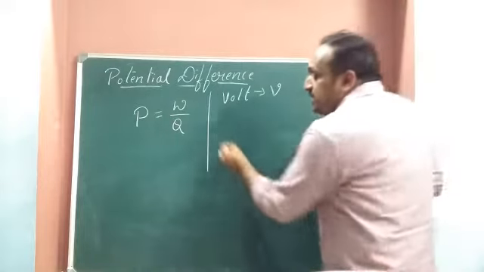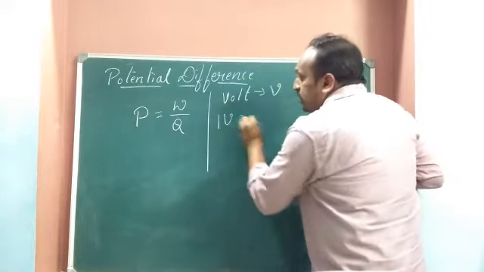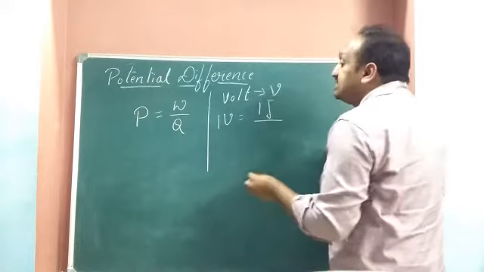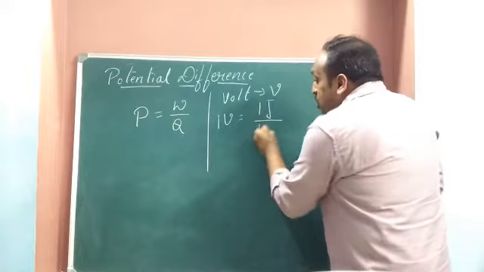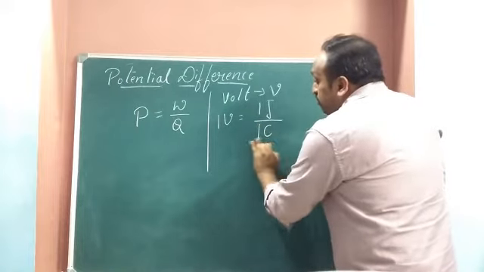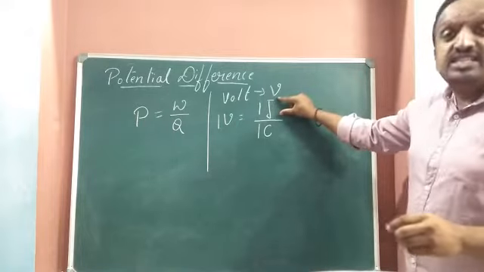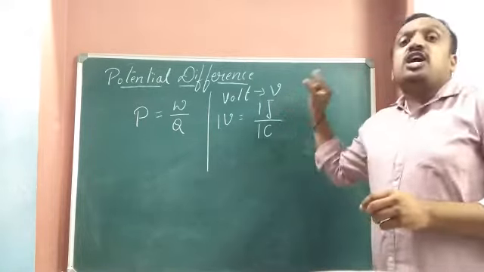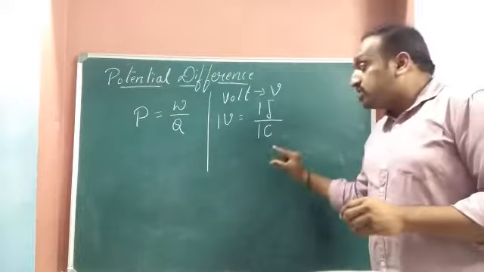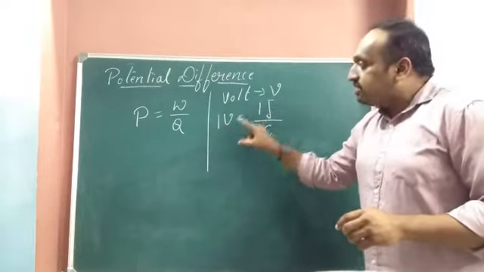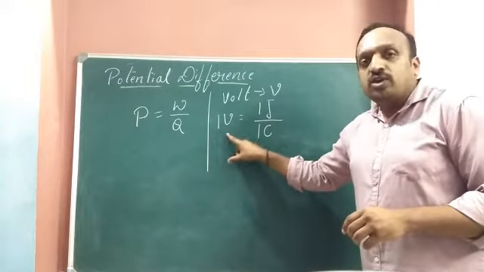So what is the meaning of 1 volt? If 1 joule of work is done in bringing 1 coulomb of charge from one point to another point, that value is called 1 volt.